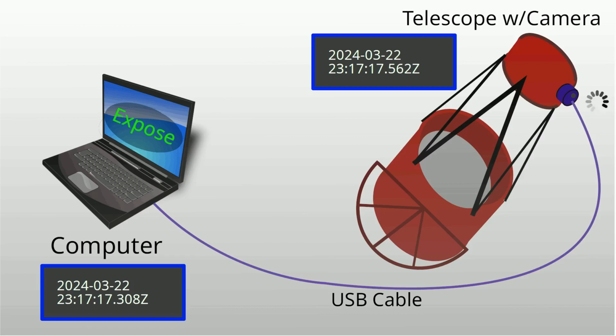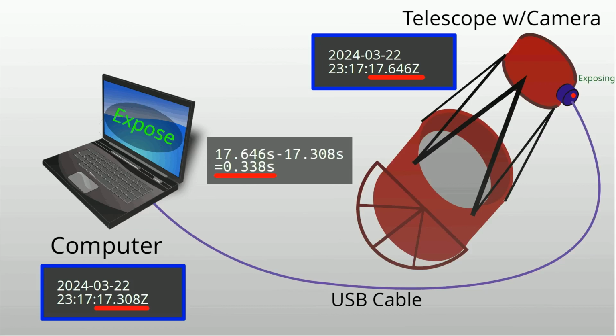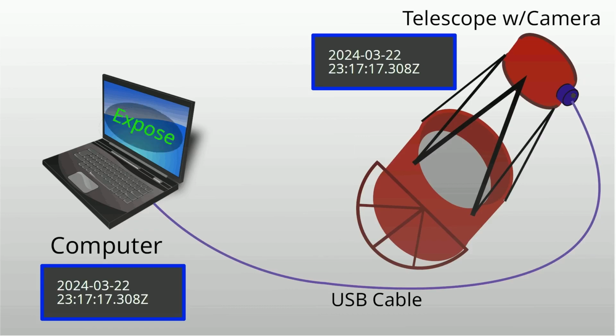Depending on the system, the latency could be 1/10 of a second or even longer than a second. In this illustrated example, the delay is 338 milliseconds. This delay may change whenever there is a change in the hardware or software. Even if the laptop's clock is very accurate, that alone is not accounting for the delays in the whole system for the exposure to start.